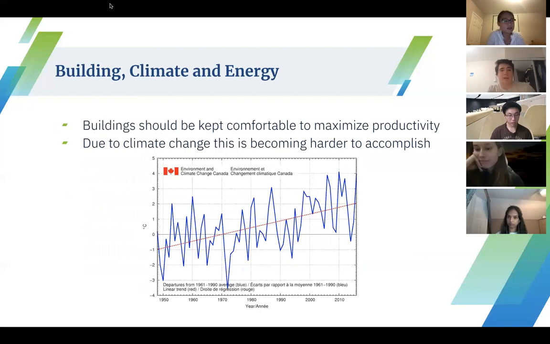Buildings should be kept comfortable in order to maximize productivity inside. But this is becoming harder and harder due to climate change. As you can see from this graph, there is a steady change in the climate from that of a colder to a hotter one when we look at the average temperature.